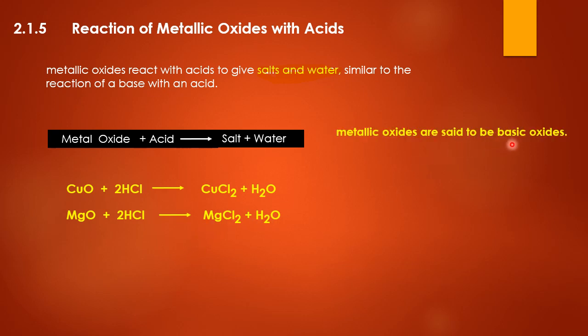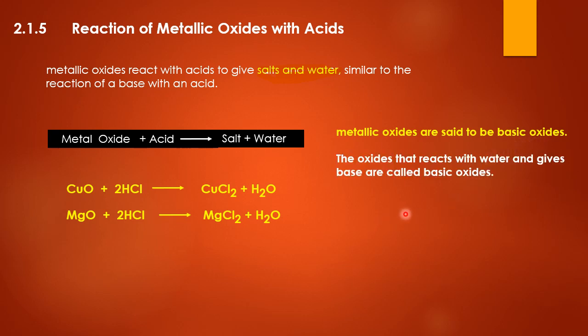Metallic oxides are said to be basic oxides. Why? Because these oxides, when they react with water, give base. That is why they are called basic oxide or basic in nature. So metallic oxides are basic in nature. Let me explain it with the help of an example. Na2O, metallic oxide. When it reacts with water, it gives base. 2NaOH is base. Examples of metallic oxides are calcium oxide, magnesium oxide, barium oxide, and so on.